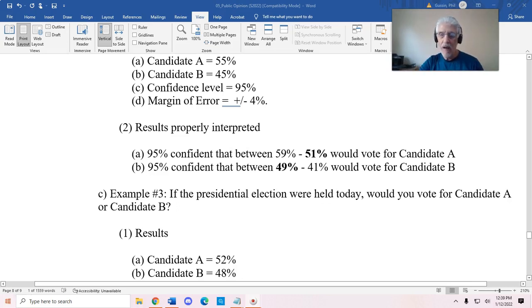One thing that we could say about this poll is that we're 95% confident that candidate A is ahead of candidate B. Because even if you take the highest number, 59%, or the lowest number, 51%, in either case, candidate A is ahead of candidate B. So what the media would report, candidate A is 10% ahead of candidate B, that just wouldn't be true. But if they said, based on this poll, we're 95% confident that candidate A is ahead of candidate B, that would be accurate. So now we're going to go to exercise or example number 3.